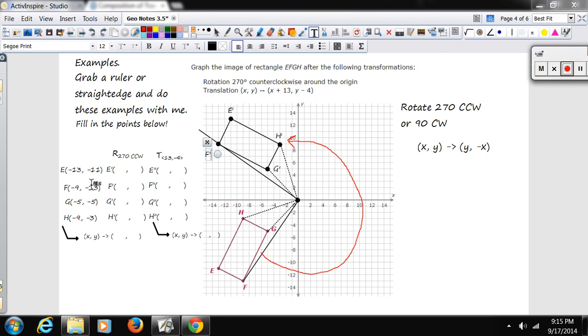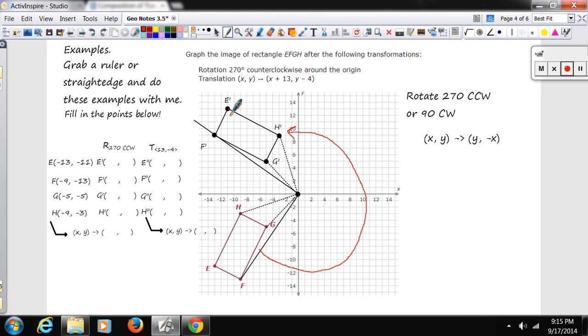Alright, so if we listed our points in here, E prime is at, let's see, negative 11, 13. And then F prime is at negative 13, 9. Negative 13, 9.